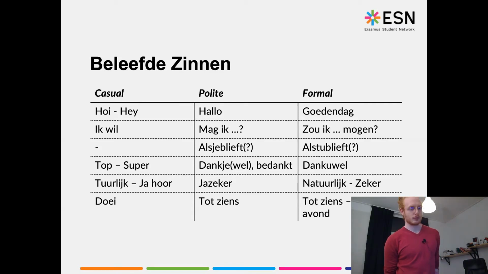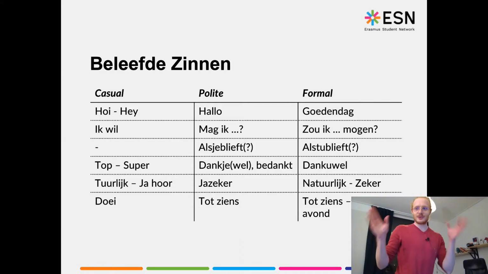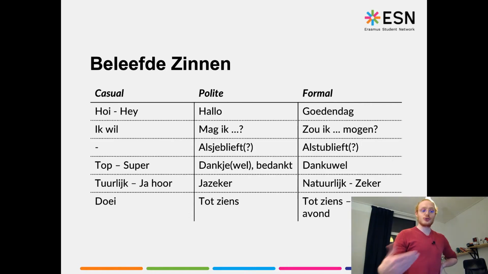If you want to be more formal than alsjeblieft, for example, you're in a place where you would say u, you're in a fancy restaurant, or again, the king. Those are the only two cases in my mind where you would use u. You would say alstublieft instead of alsjeblieft. Difference between je and u. We don't say alsjeblieft because it muffles the u, I guess. So we say alstublieft.